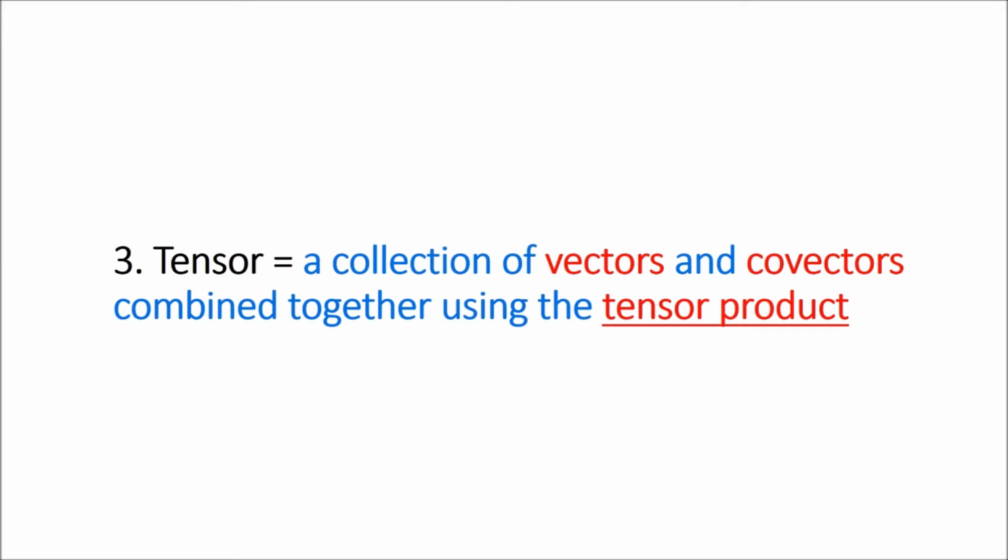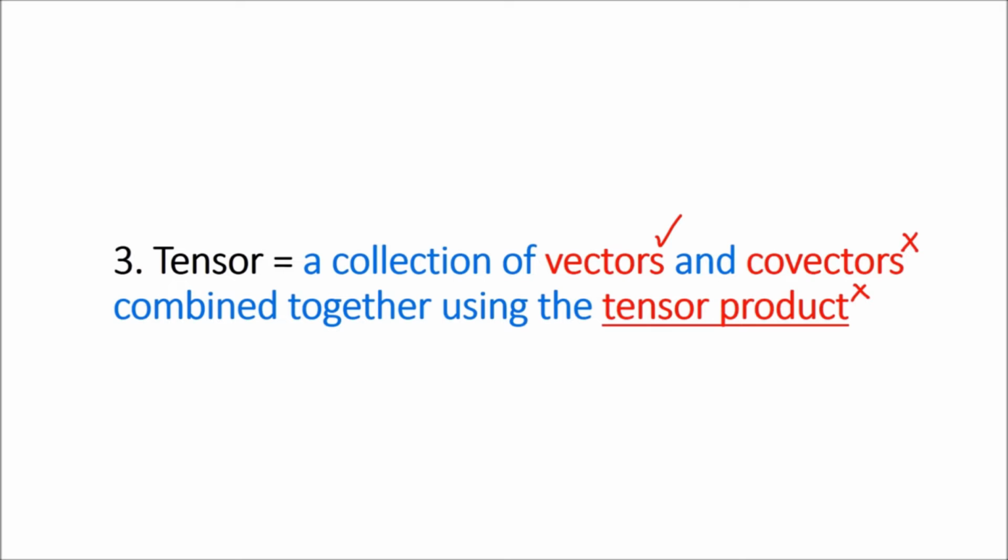If you've never studied tensors before, you may have heard of vectors, but you've probably never heard of a covector, and you've probably never heard of the tensor product. So the downside of this definition is that we need to put in a little bit of work before we can even understand what it means. But once we understand what all these things mean, it's actually a really simple definition.